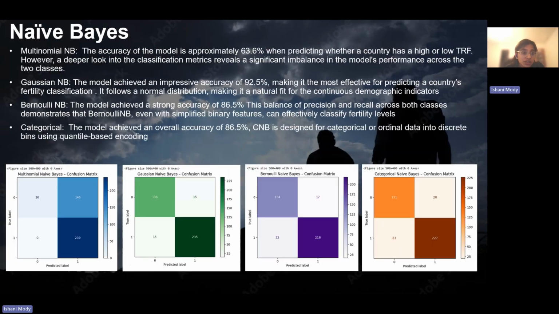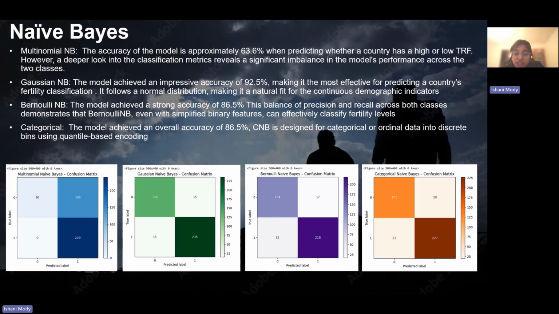The third one is naive Bayes. There are four types of naive Bayes that I performed, namely multinomial naive Bayes, Gaussian naive Bayes, Bernoulli, and categorical. Multinomial naive Bayes had a precision of 63.6%, which is kind of average, and it shows that there is a significant imbalance, and hence it's not the ideal choice for predicting.